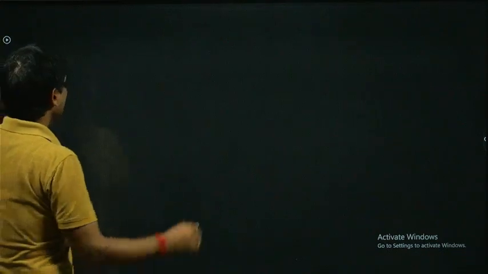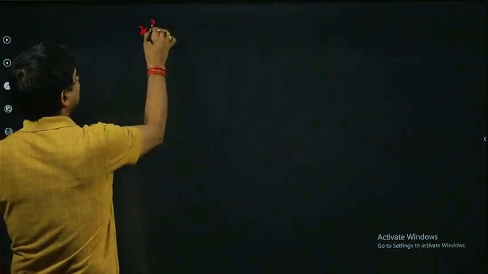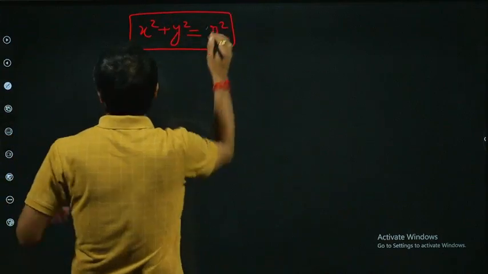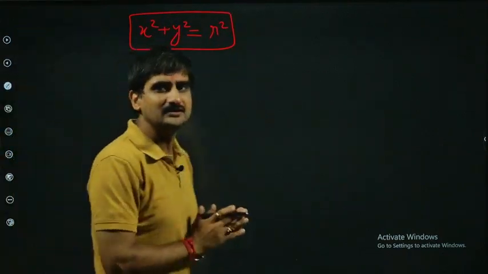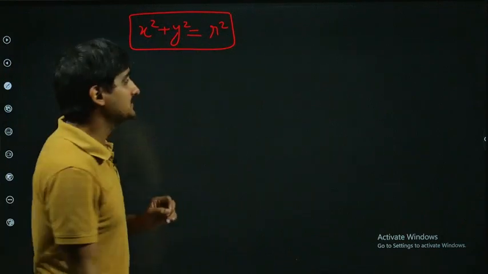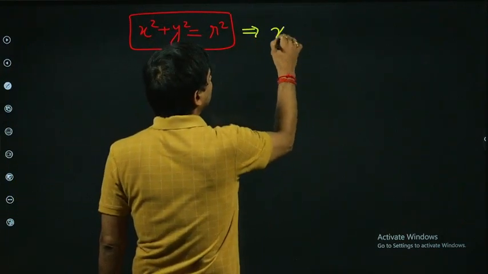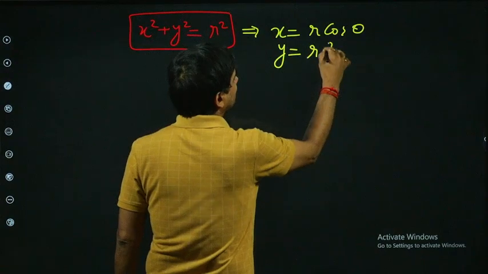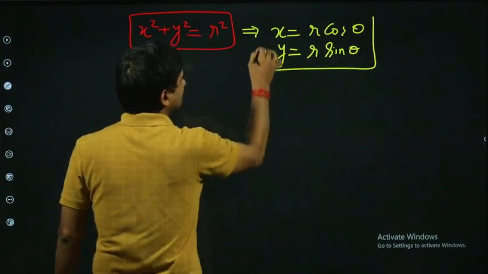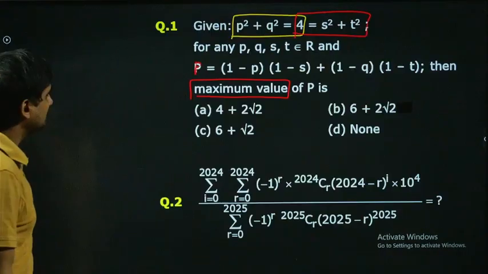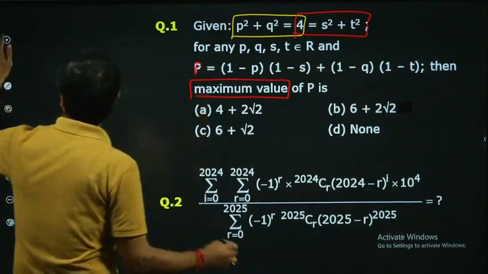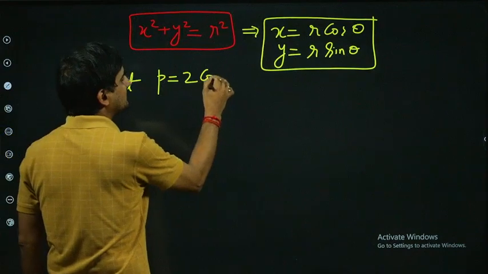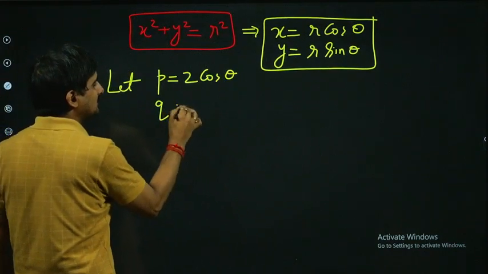See, whenever we have an expression in the form of x square plus y square is equal to r square, of course that's a circle, and the hint here is that we can start with the parametric form. So I can replace x by r cos theta and y by r sin theta. All of you must be knowing it, isn't that? So I am looking at it exactly in the same way. To start with, let p be 2 cos theta, q be 2 sin theta.